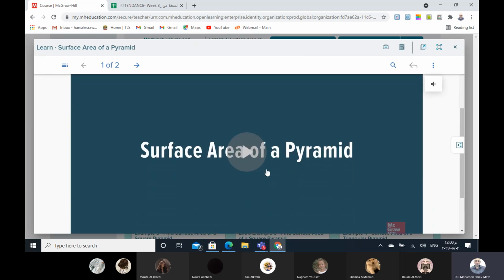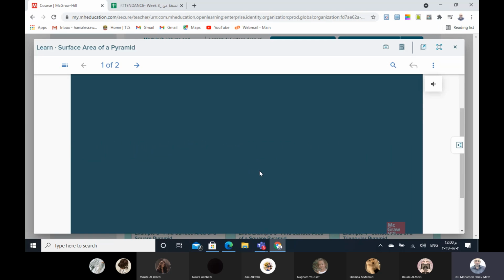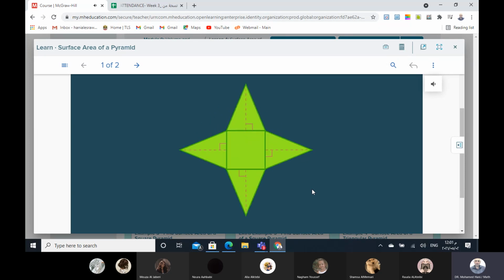Right, listen very well to this video. The surface area of a three-dimensional figure is the sum of the areas of the faces. To find the surface area of this pyramid, find the sum of the area of the base and the areas of the lateral faces. You can use a net to find the surface area. So to find the surface area of the pyramid, the first step is to draw the net. The shapes in the net of this pyramid are a square base and the four lateral faces.